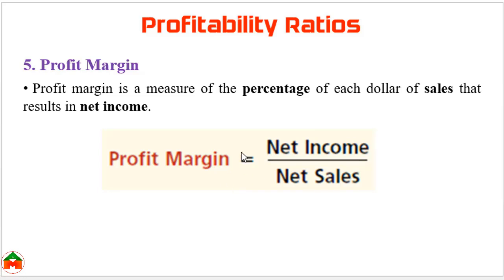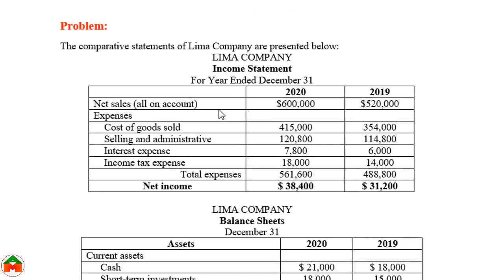Let's see the practical problem and solution. So to calculate the profit margin, we need the net sales and net income. Here the net sales is 6 lakh and the net income is 38,400.